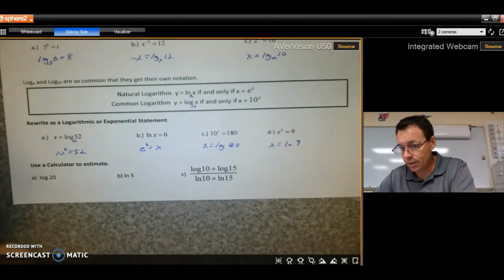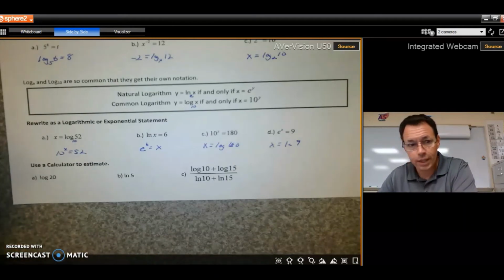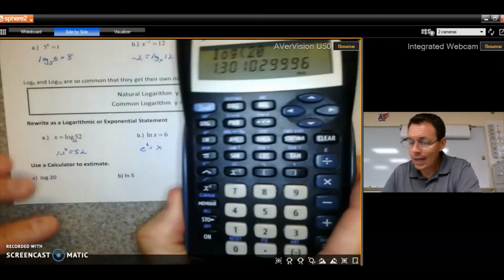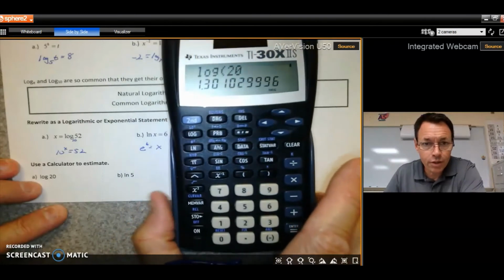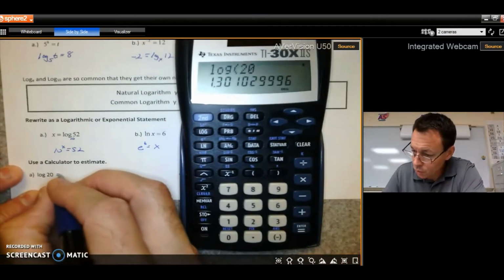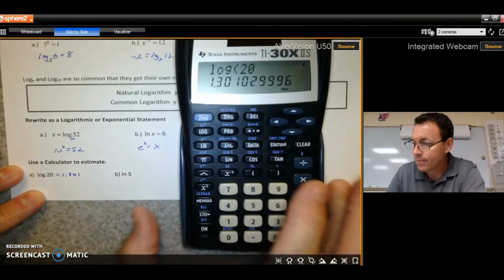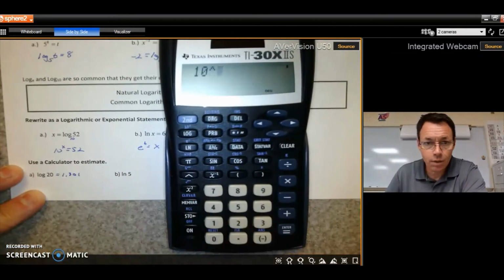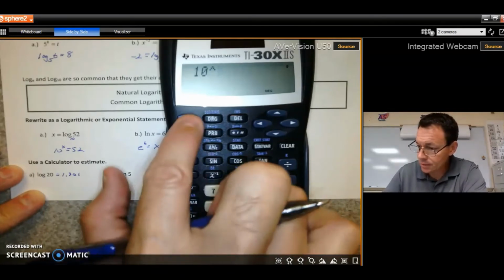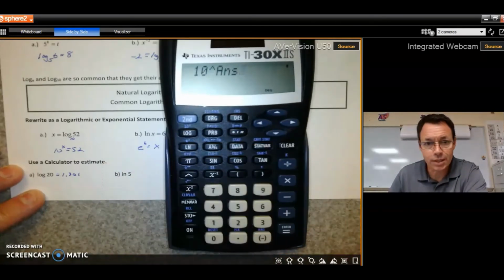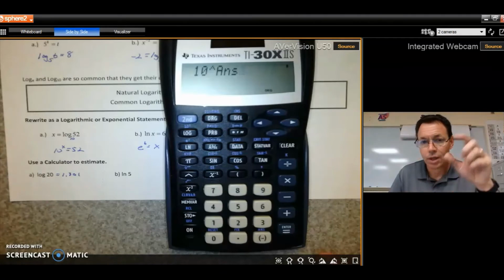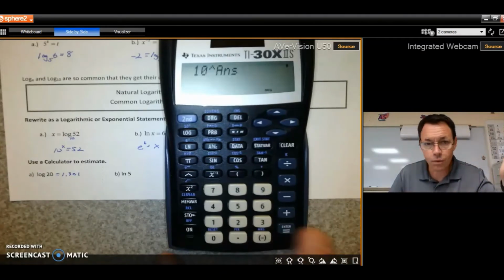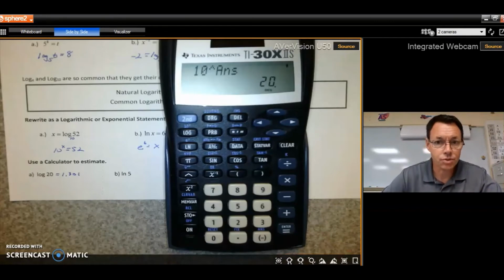So if you take your calculator and just hit log 20, okay, I got 1.301. So watch this. 10 to the power, and then I'm going to hit my answer button, and that's going to record the last answer I just did. So I'm taking 10 to the 1.301 power, and I'm going to get 20 as an answer. Okay, so that's the exponent that I would raise the number 10 to get 20 as an answer.